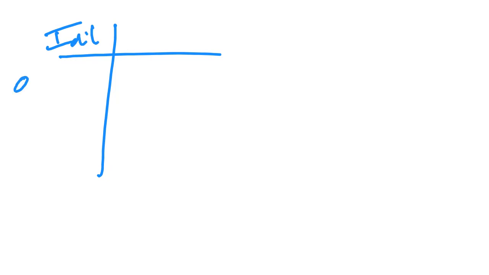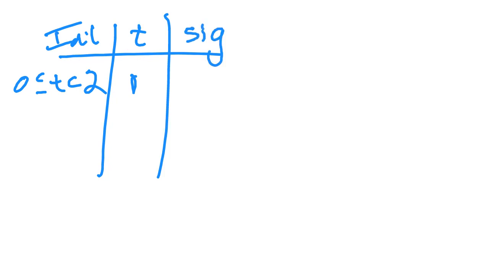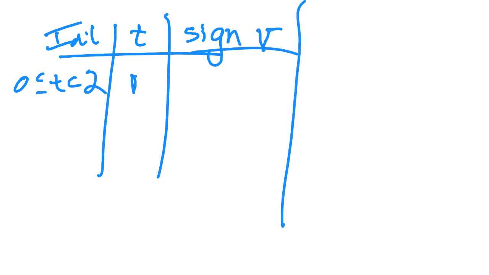So 0 is less than or equal to t is less than 2 seconds. And then we have a test t. So I just pick one in there. Then the sign of the velocity. If velocity is positive, you're moving right. If it's negative, you're moving left. And then the conclusion for the particle.